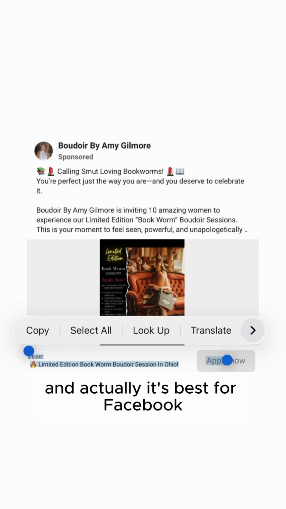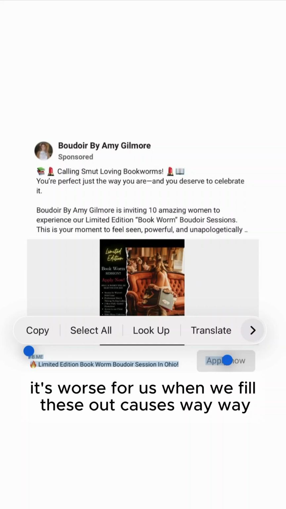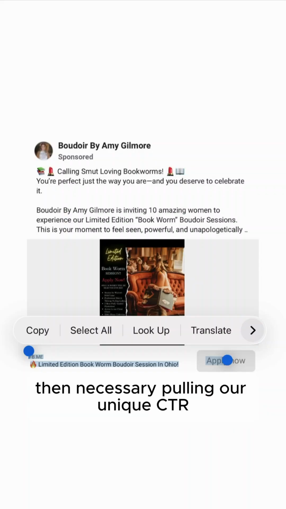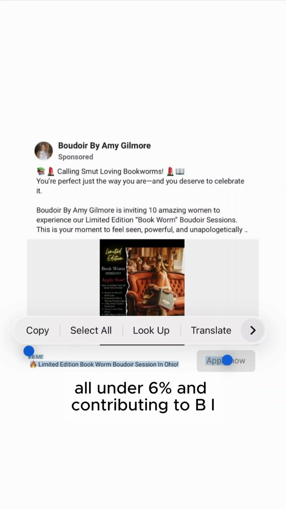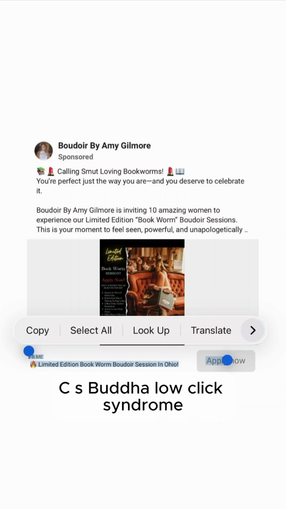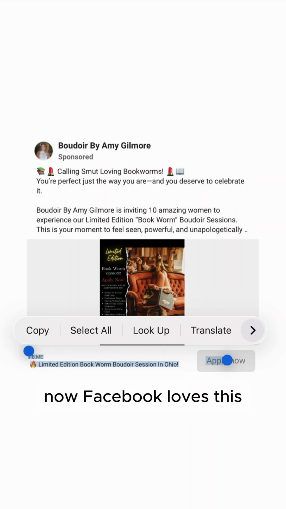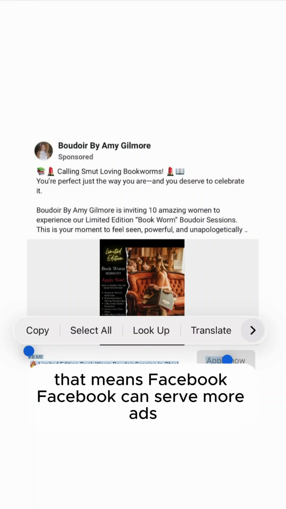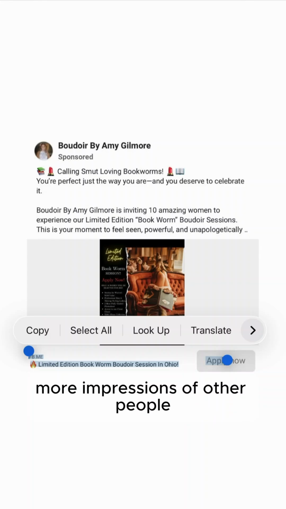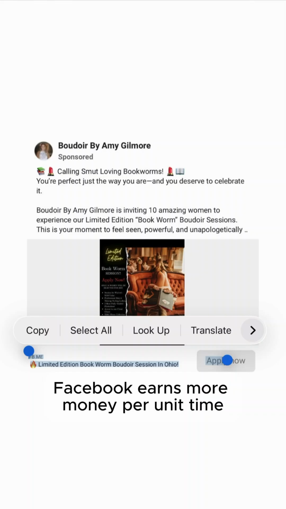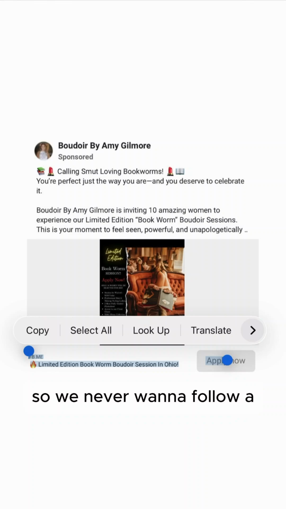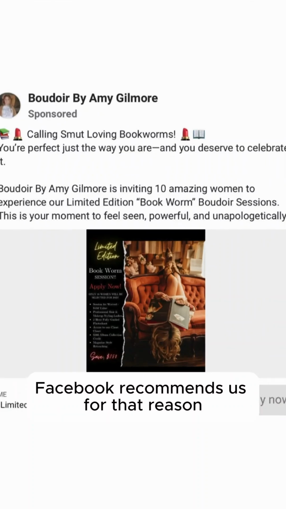And actually it's best for Facebook, it's worse for us when we fill these out. It causes way more women to scroll by our Facebook ads than necessary, pulling our unique CTR under 6% and contributing to BLCS, Boudoir low click syndrome. Now Facebook loves this because the more women that scroll by our ad per unit time, the more ads Facebook can serve, more impressions of other advertisers' ads per unit time. Facebook earns more money per unit time the more women scroll by our ads. So we never want to follow what Facebook recommends for that reason.